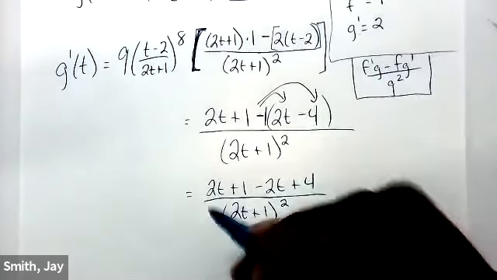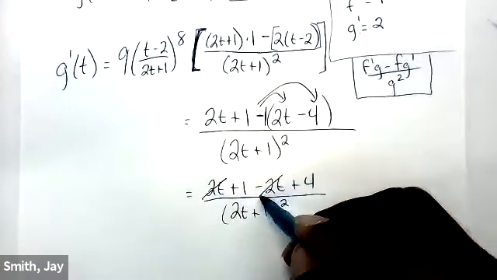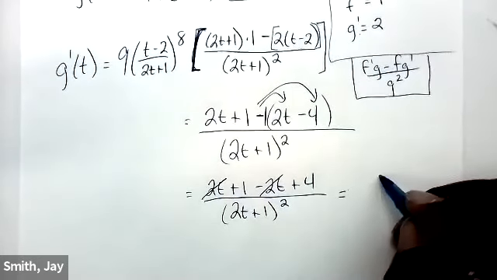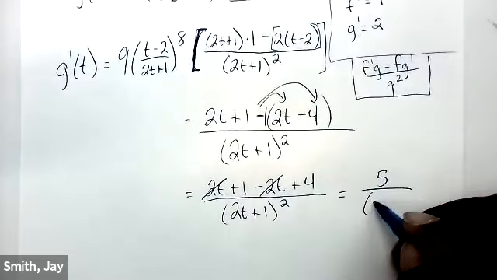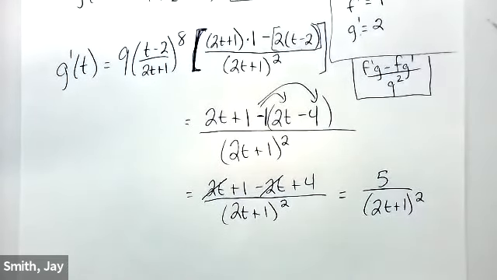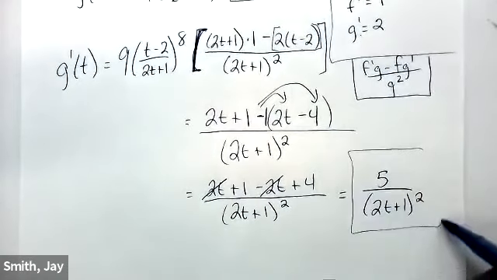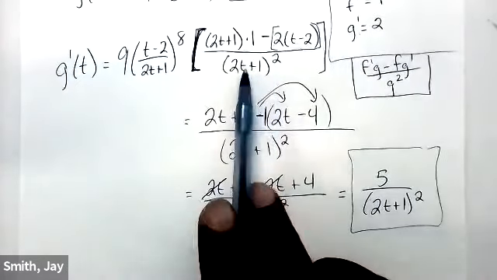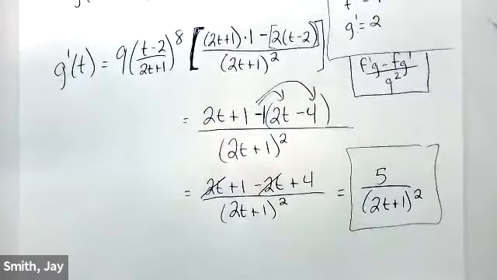We combine our like terms. 2t and -2t is going to cancel out. 1 plus 4 is going to leave me with a numerator of 5 over 2t plus 1 squared. Now, this is the simplified version of d/dt of t minus 2 over 2t plus 1. Now, what we have to do is still input this into the appropriate place of our chain rule and simplify if possible.